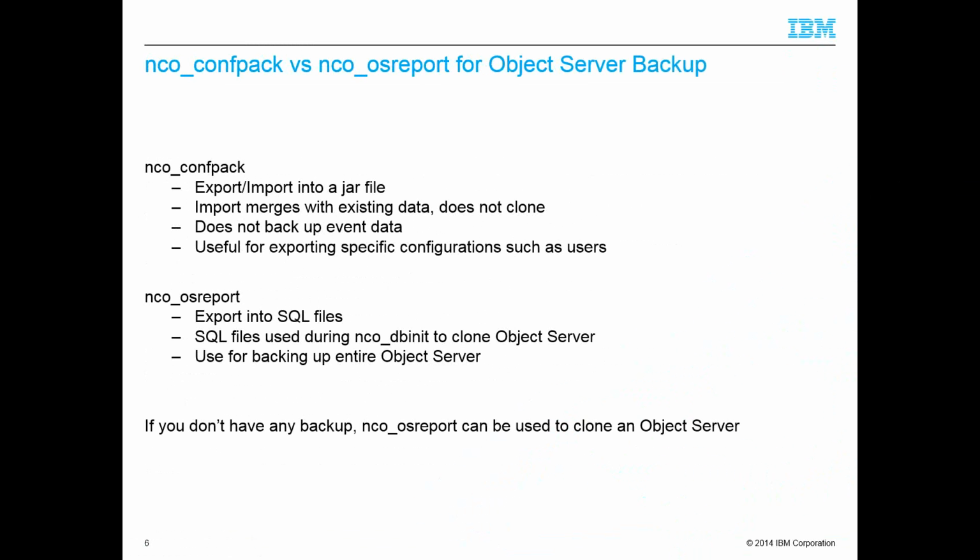And if you aren't doing any backup methods and you have a problem with your object server where it won't start up, you can use NCO OS report to clone your object server. If you have a backup object server, you could use NCO OS report to clone your backup into a primary, or to clone your primary into a backup.